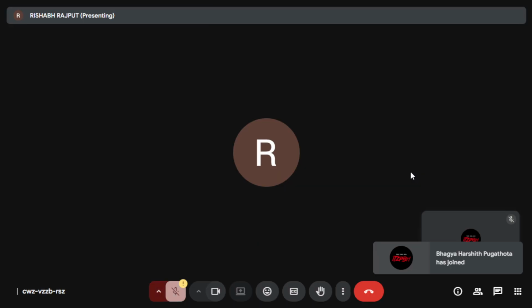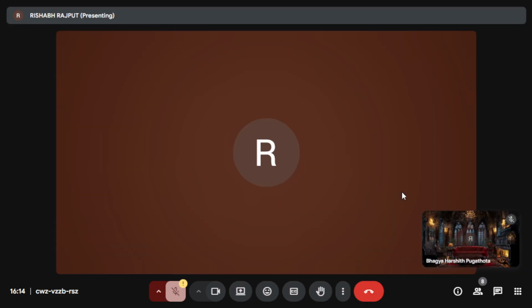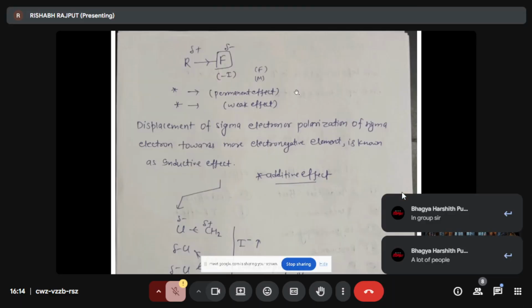Guys, see, the definition is that the displacement or polarization of sigma electrons towards the more electronegative element is known as the inductive effect. That is the definition of the inductive effect. And please remember this one thing: the inductive effect is a permanent effect. It's not a temporary effect. It is a permanent effect.